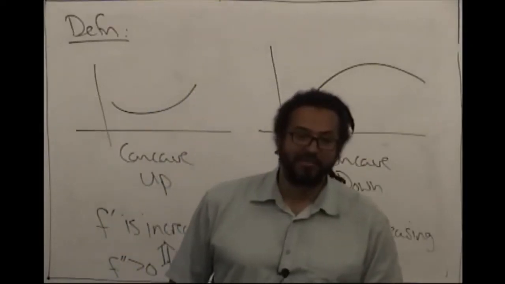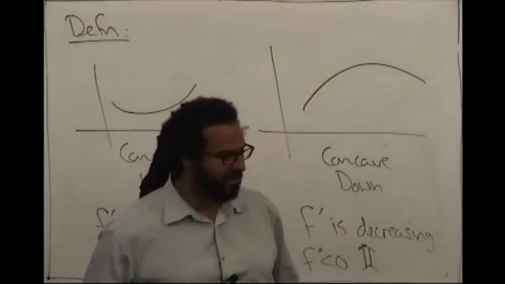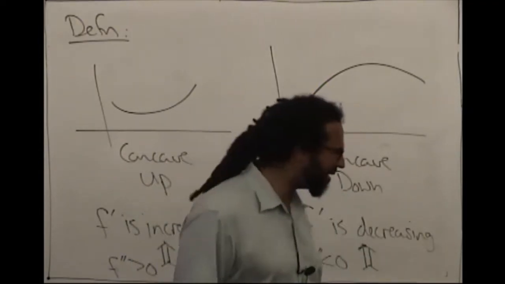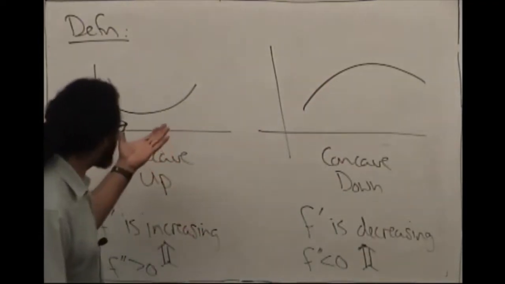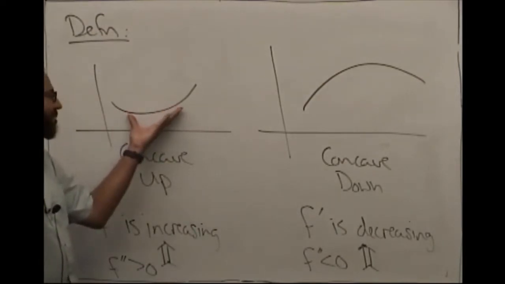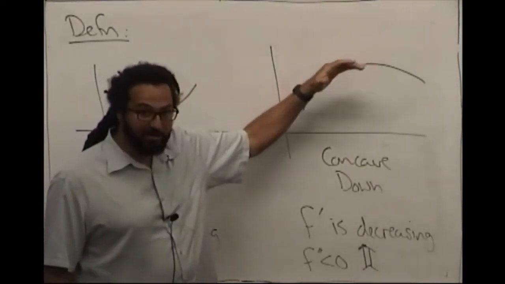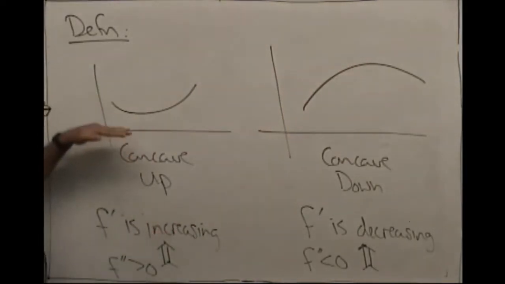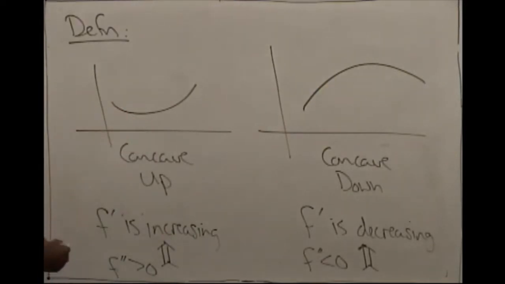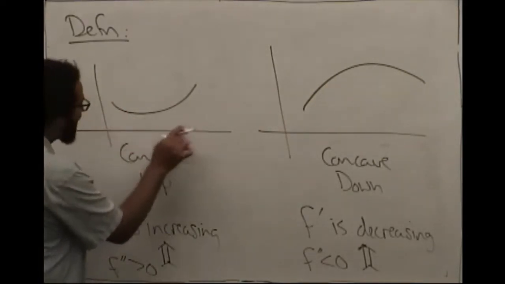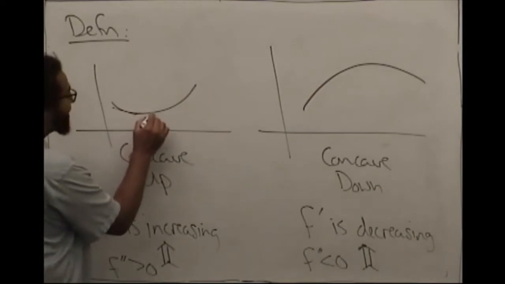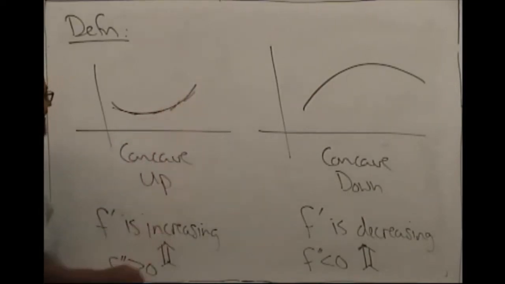Let's go ahead and give an informal definition of what concave up and concave down mean. Concave up, if you think of it like a dish, would hold water. Concave down would spill water. So what's happening with a function that's concave up?